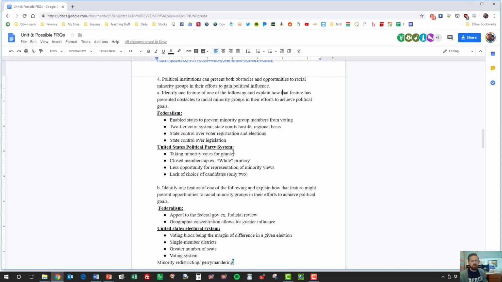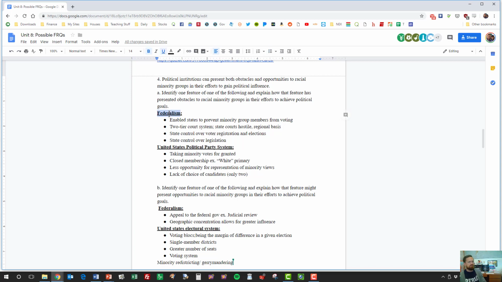Number 4. I'm trying to figure out what I'm looking at here. Are these answers here? Yeah. Political institutions can present both obstacles and opportunities to racial minority groups in their efforts to gain political influence. Identify one feature of the following and explain how that feature has presented obstacles. And then it tells you federalism and the party system. That's fine. It says identify one feature of one of the following.